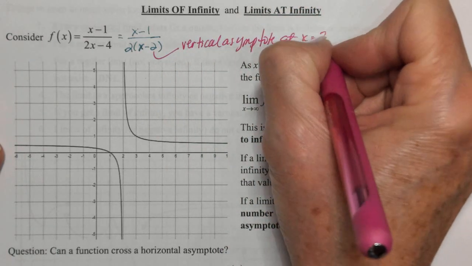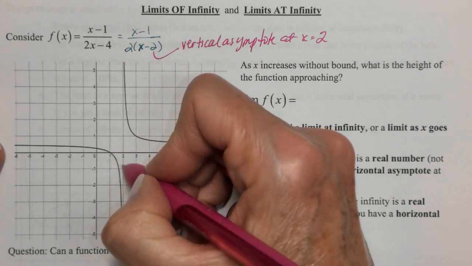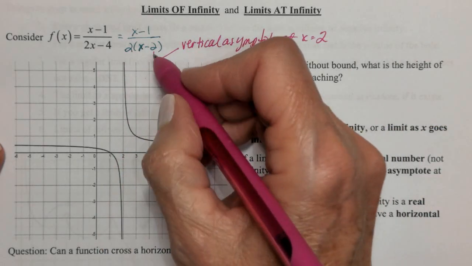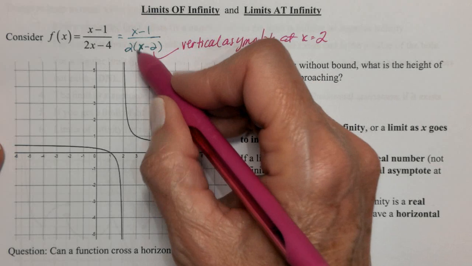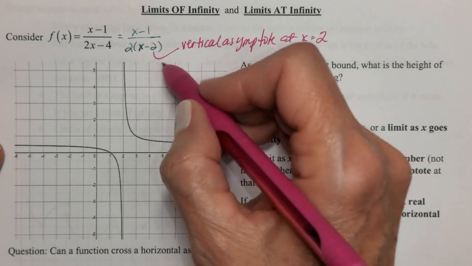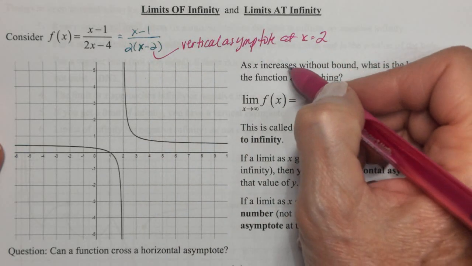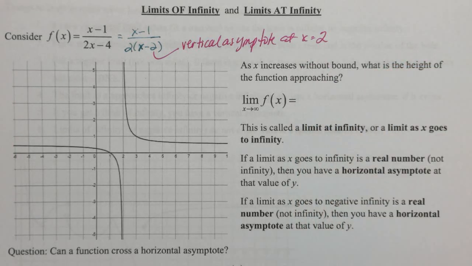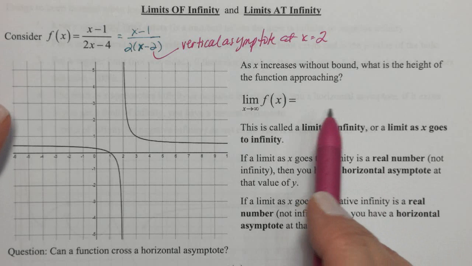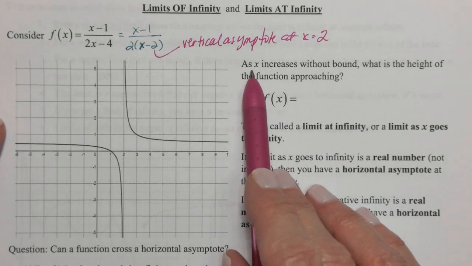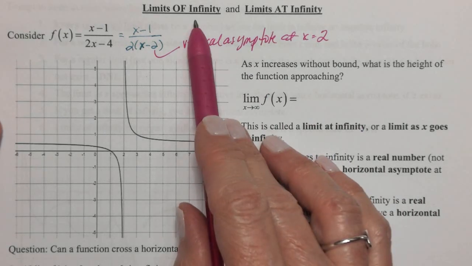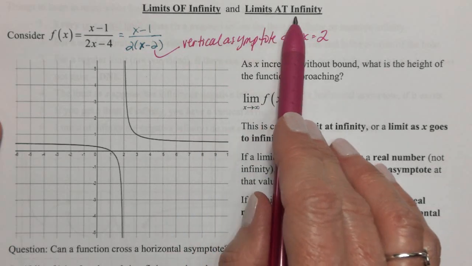At x is equal to 2, and we see that vertical asymptote here. So if there is no hole, the factor that remains will give you a vertical asymptote. Sometimes more than one vertical asymptote is in a function. All right, so we're going to be talking about limits of infinity and limits at infinity.